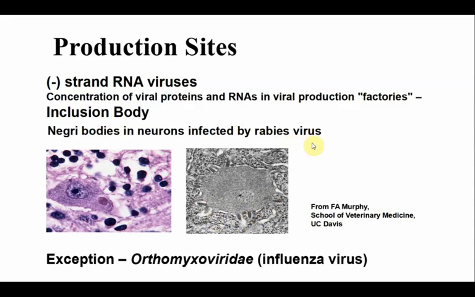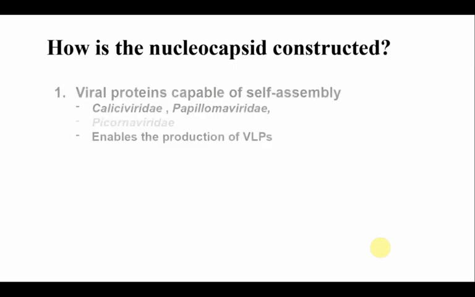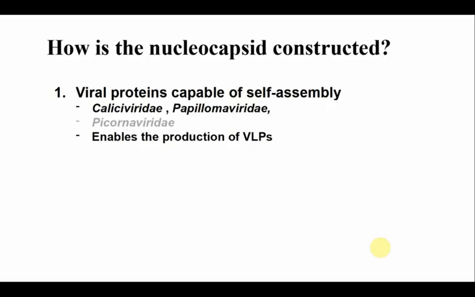So, negative strand RNA viruses also will have these kind of virus production factories in the cytoplasm. The exceptions are the orthomyxoviridae, where the virus has got nuclear replication, so the nucleocapsids are formed in the nucleus. Okay, so that's the basic idea, but how do you form the nucleocapsid? Because it's a structure made out of proteins. And what comes off the ribosome isn't a fully formed capsid, it's a capsid protein. So somehow these capsid proteins have got to be pulled together into a particle.